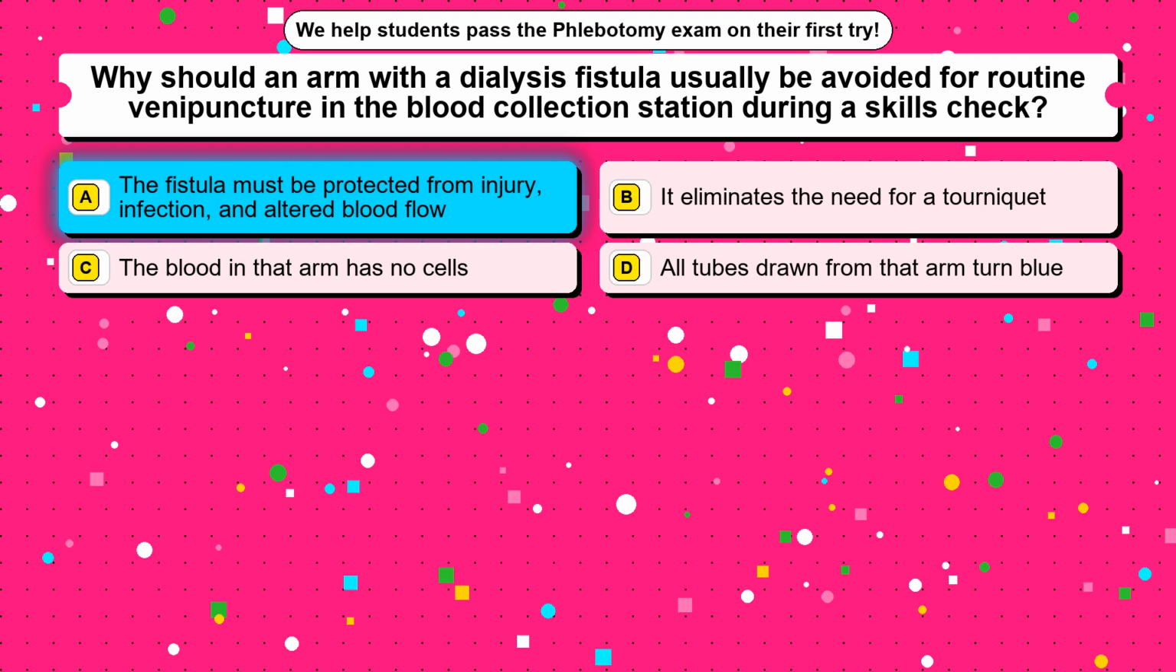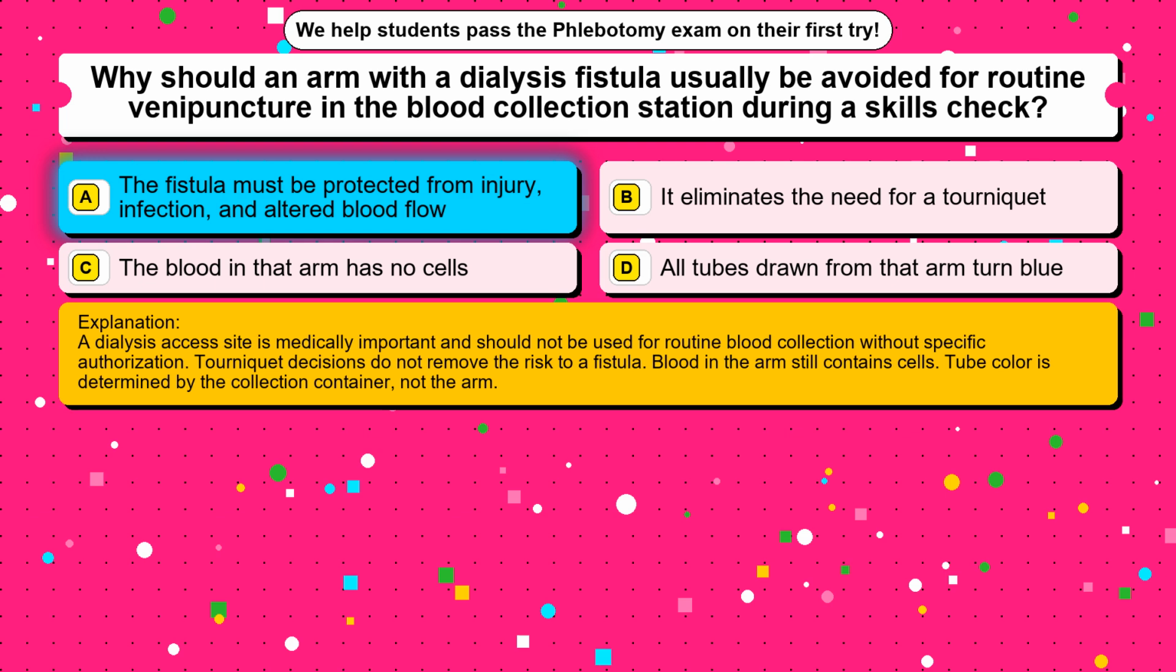The correct answer is option A. The fistula must be protected from injury, infection, and altered blood flow. A dialysis access site is medically important and should not be used for routine blood collection without specific authorization. Tourniquet decisions do not remove the risk to a fistula. Blood in the arm still contains cells. Tube color is determined by the collection container, not the arm.